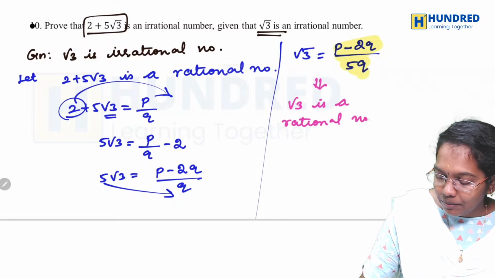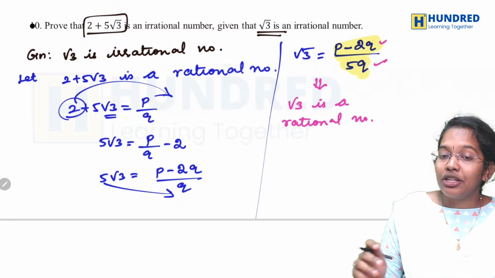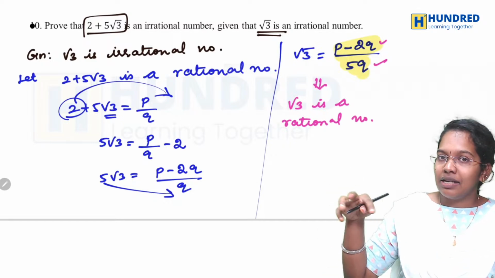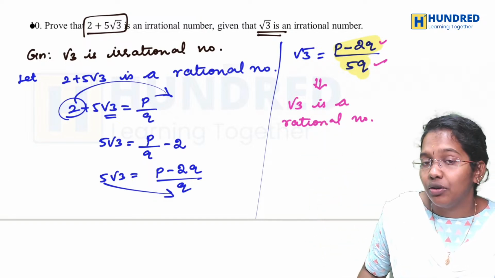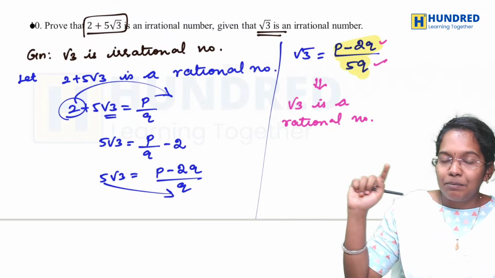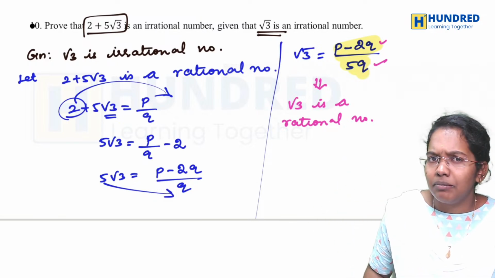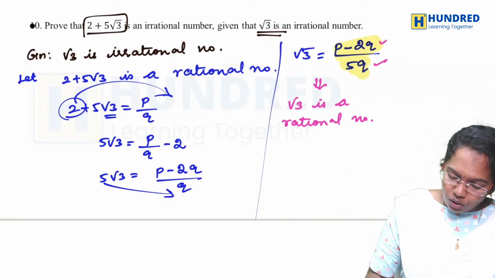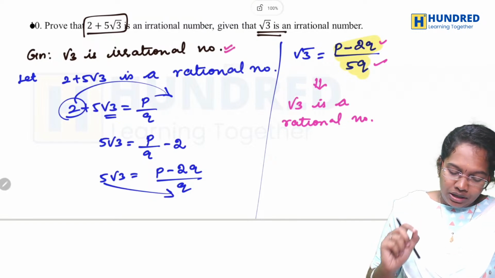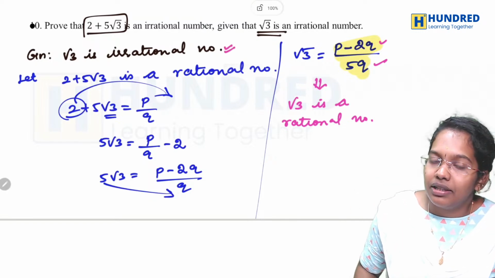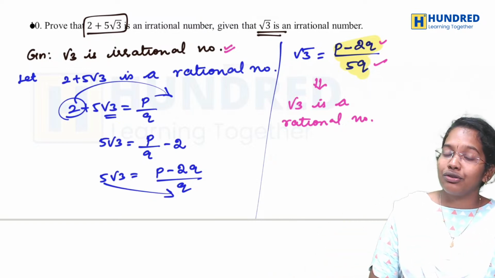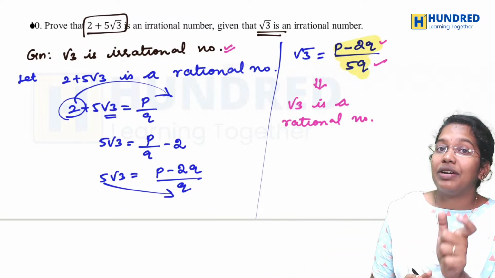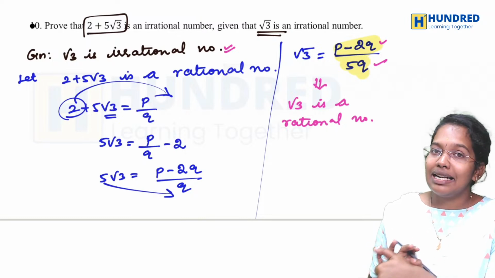Because it is of the form p by q, and the HCF of the numerator and the denominator will be 1. So this implies that root 3 is a rational number, but what is the given? The given is that root 3 is an irrational number, right? So this contradicts the given part. So our assumption is wrong. So 2 plus 5 root 3 will be an irrational number.